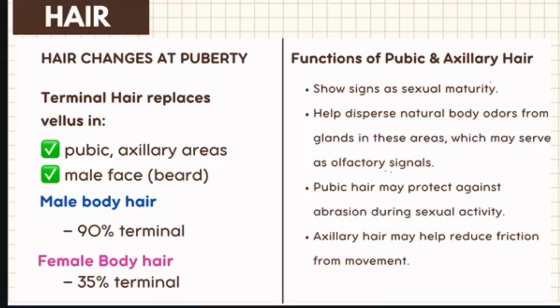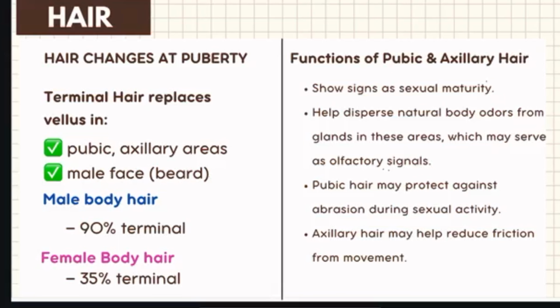For the functions of pubic and axillary hair, it indicates sexual maturity, and also spreads natural body odor from sweat glands, which may act as signals. And the pubic hair also helps to protect skin during sexual activity, while the axillary hair may help reduce friction from the movement.